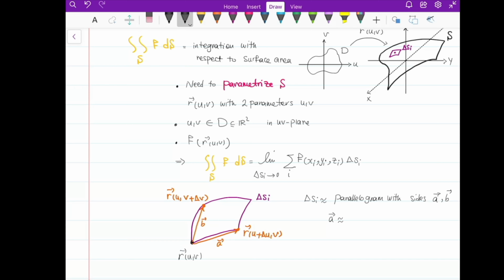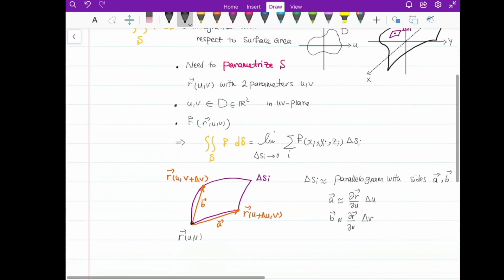So A is approximately, if we move from R of u, v to R of u plus delta u and v, the partial derivative of R with respect to u times delta u. And then the side B: we have u and v, and then we go to u and v plus delta v, so u is fixed. We just change a little bit in the direction of v. We have the partial derivative of R with respect to v times delta v.